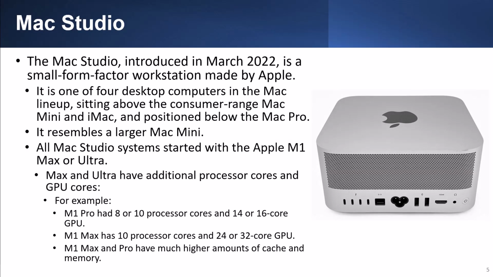The Mac Studio, introduced in March 2022, is a small form factor workstation made by Apple. It is one of the 4 desktop computers in the Mac lineup, sitting above the consumer range Mac Mini and iMac and positioned below the Mac Pro. It resembles a larger Mac Mini. All Mac Studio systems start with the Apple M1 Max or Ultra processor, which have additional processor cores and GPU cores. For example, M1 Pro has 8 or 10 processor cores and 14 or 16 core GPU. M1 Max has 10 processor cores and 24 or 32 core GPU. The M1 Max and Pro have much higher amounts of cache and memory.